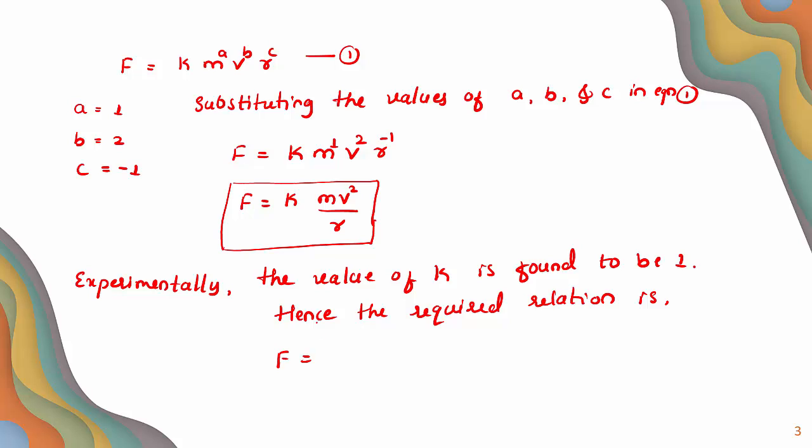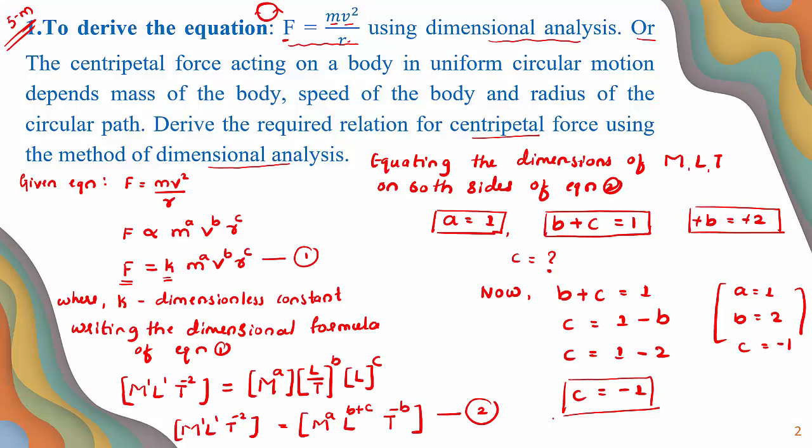F equal to, in place of K we can write 1 into mv square by R, or multiplied by 1, means we will get the final answer F equal to mv square divided by R. This is the required equation. Is it clear? Once again I will explain the problem.